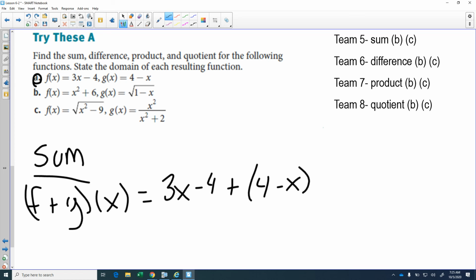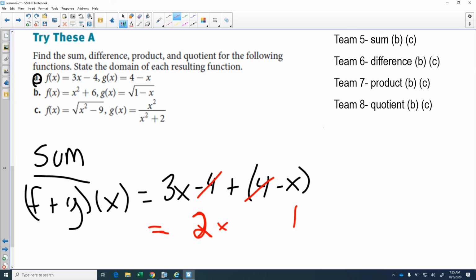If I work this out, negative 4 plus 4 is going to cancel. 3x plus negative x is going to be 2x. So this function would equal 2x.